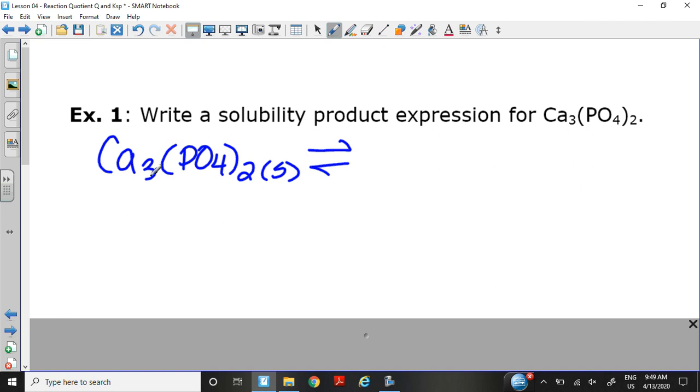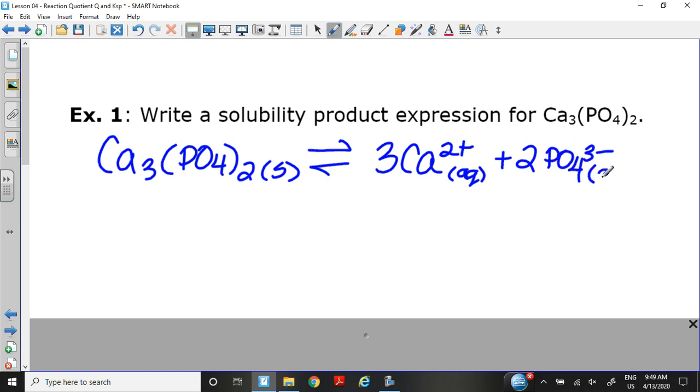So calcium, there are 3 of them. So make sure you don't forget to put a 3 there in front of your calcium ion. It's got a charge of +2 and it will be aqueous. And then phosphate, there are two of them. And phosphate, remember, has a charge of -3. And we're going to put aqueous in there. Writing out an equation first for your solubility questions is really helpful just to make sure you have the right number of ions and the charges that are there.